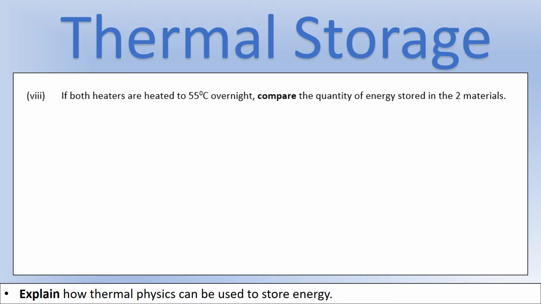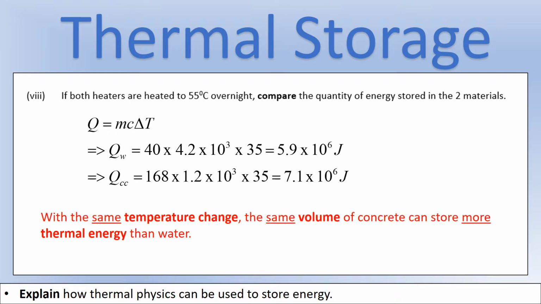Okay, so let's have a look now you've had a chance to work this out. First off, we're going to use Q equals mc delta T. The mass of water was 40 kilograms, the mass of concrete was 168. We know the specific heats in joules per kilogram, but now they both started at 20 degrees room temperature, so each of them would have a temperature change of 35 degrees.